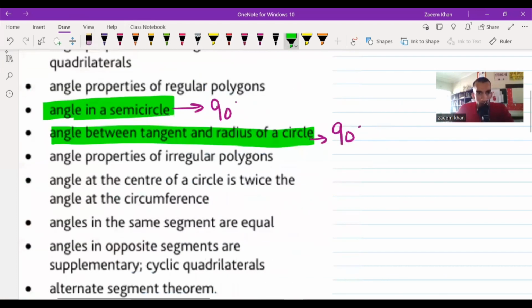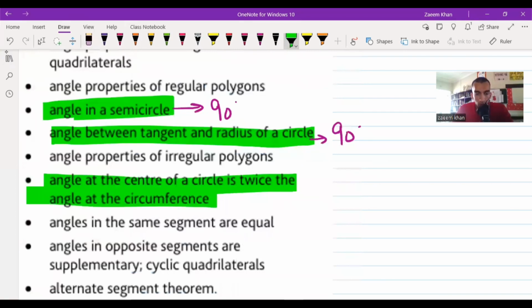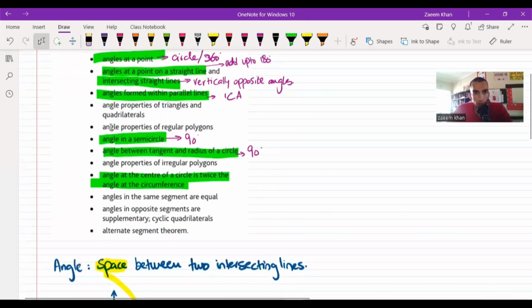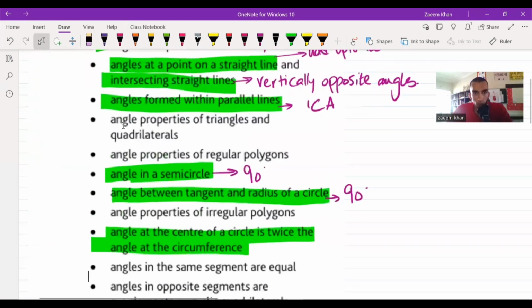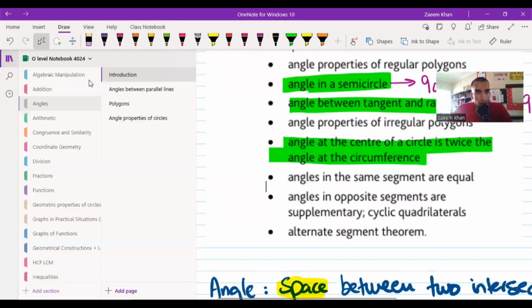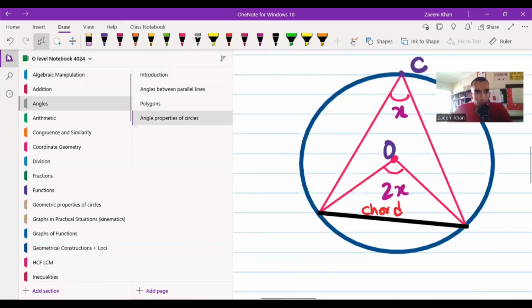I'm going to mark this off. Take a look over here. So one by one, you're getting done with your topic. We've done quite a few. There's a few more to go. If you need a break, let me know.